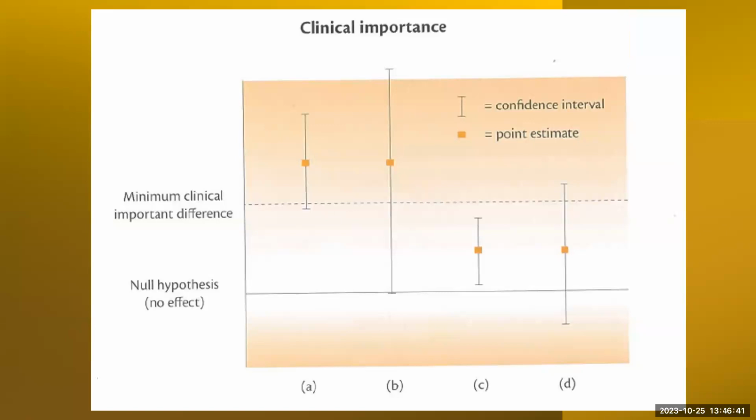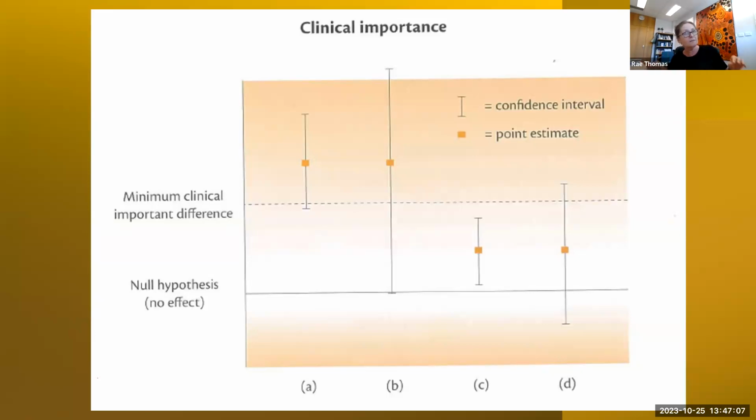D. What was that, Amy? Was it D? Yes, it's D, right? Because the confidence intervals, those lines cross the solid line. The point estimate, the yellow blocks, is underneath the clinical important line, and the confidence interval crosses that one too. So it's got nothing. It's not statistically significant, nor is it clinically important.